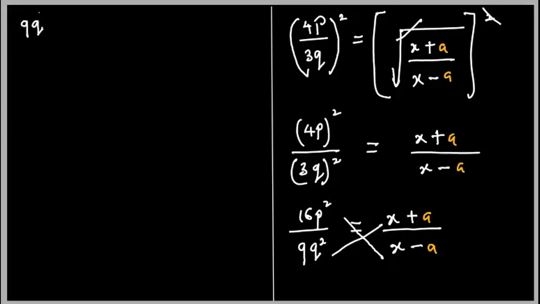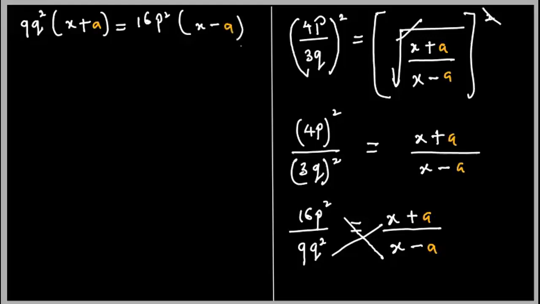9q squared multiplied by x plus a is equal to 16p squared multiplied by x minus a.